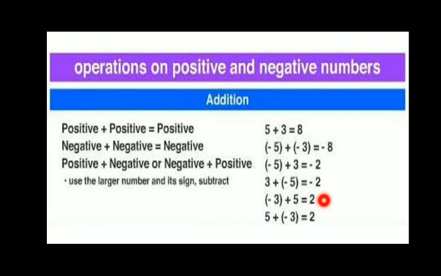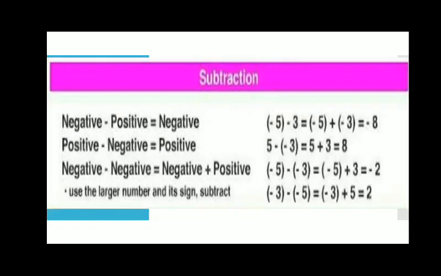Now coming to subtraction. Minus 5 minus 3. Here both the signs are same. So add the numbers and write the same sign. So minus 5 minus 3 gives you minus 8.